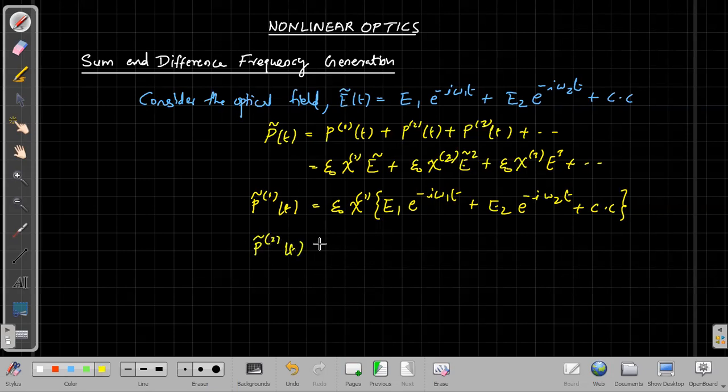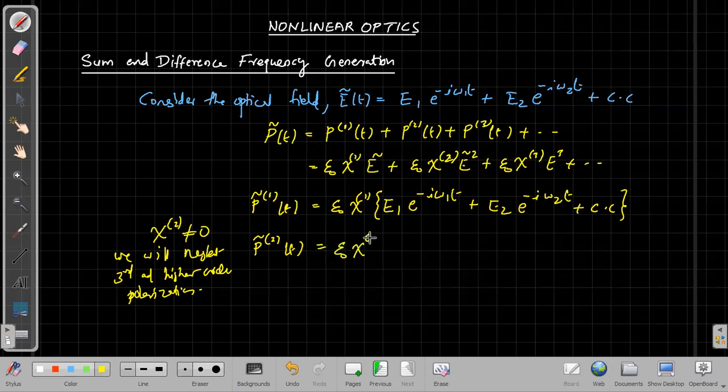P2. What we have assumed is chi 2 is non-zero, and hence we will neglect third and higher order polarization. Only second order we are taking because second order is non-zero. If second order is zero, then you have to consider the third order polarization. So this becomes epsilon 0 chi 2 E square.